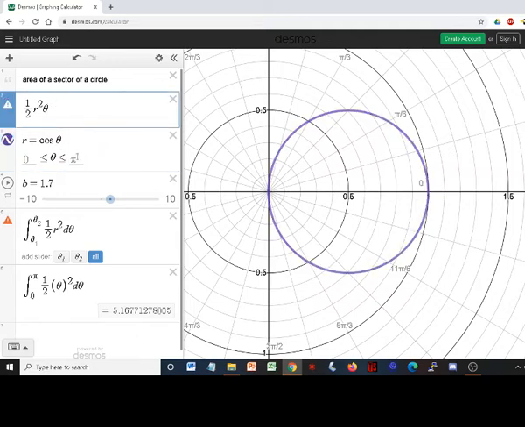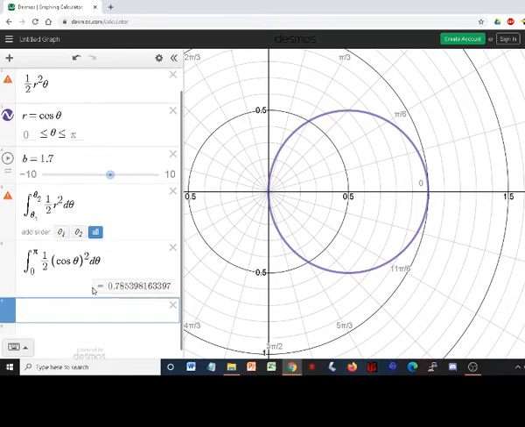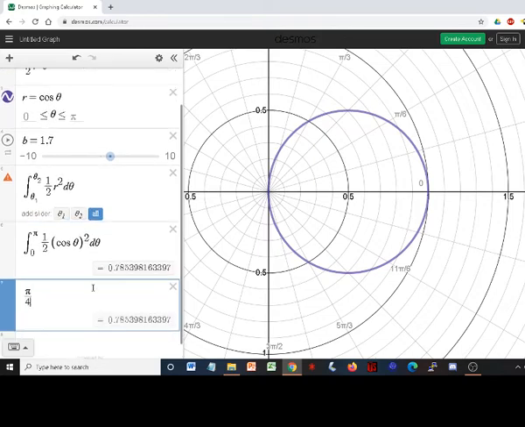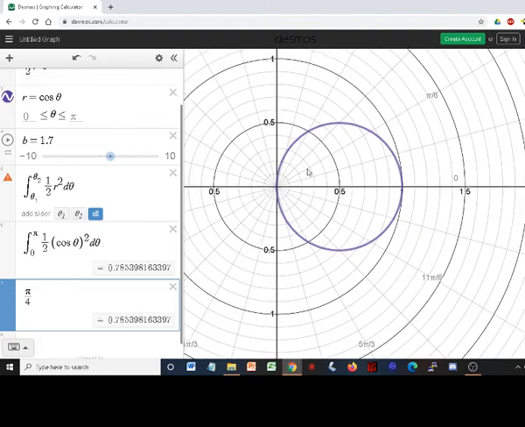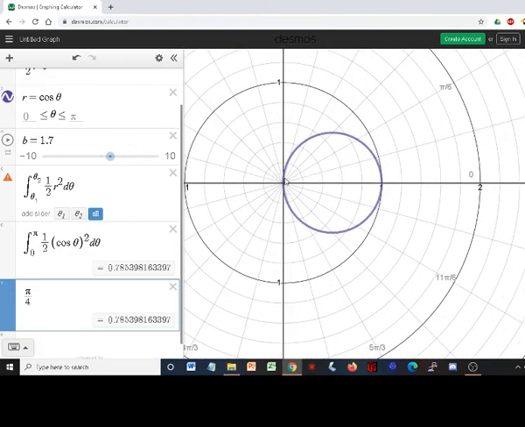Desmond says, hey, you only need to go to pi, right? We talked about that. So I need to go 0 to pi, or I'd have twice the area and it would be wrong. So cosine theta. And it's that number, which I guessed was pi over 4. Good. I didn't guess. I knew. Okay, so that's the idea of area.